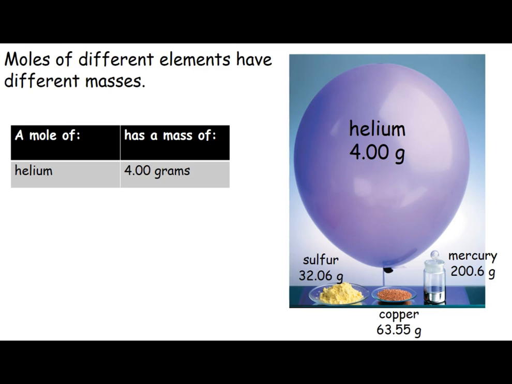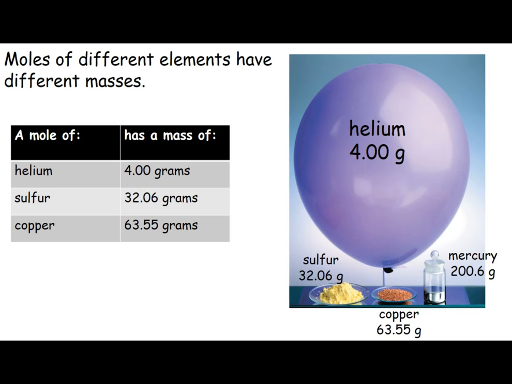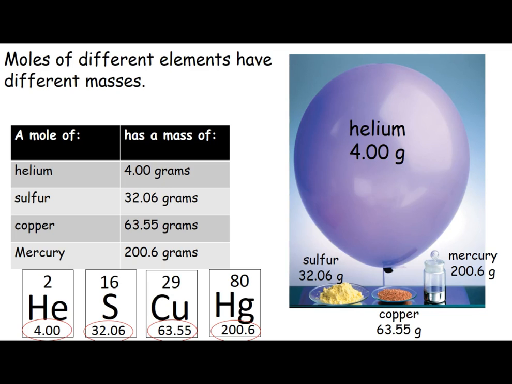So one thing I want to make sure is clear is that moles of different elements have different masses. And so we have the same picture on the right with helium and sulfur and copper and mercury. But each of these is a mole, but it has a different mass. And so a mole of helium has a mass of 4.00 grams, a mole of sulfur has a mass of 32.06 grams, a mole of copper has a mass of 63.55 grams, a mole of mercury has a mass of 200.6 grams. It is not a coincidence that these numbers represent the masses that you see on the periodic table that I've circled in red at the bottom.